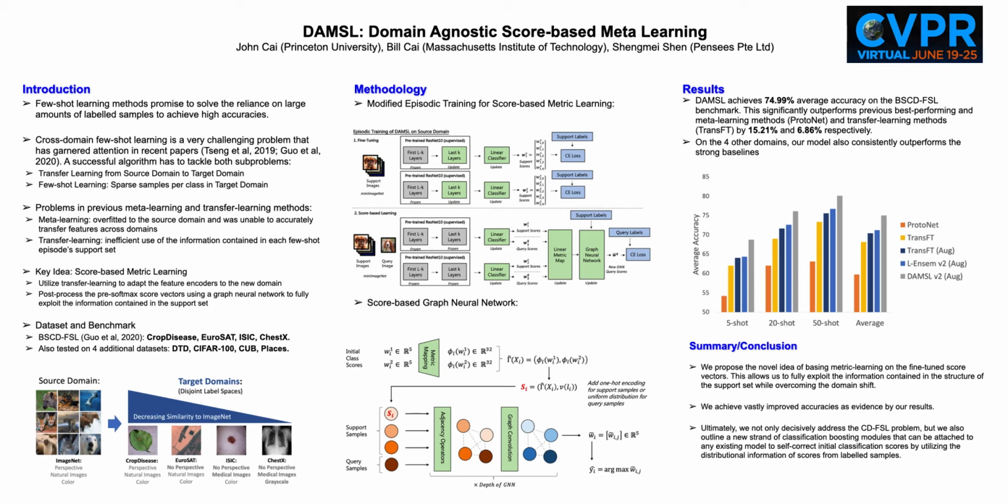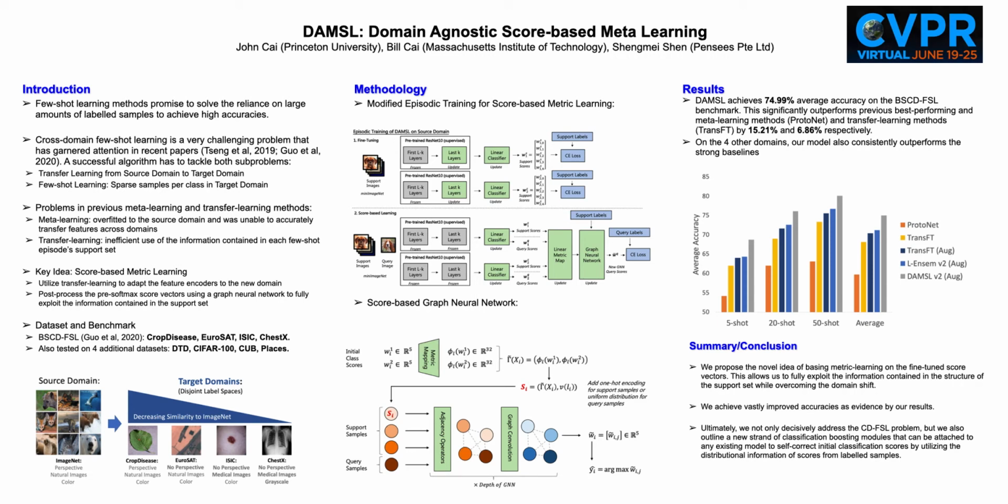So then we'll have a final score that's produced for all the query samples, and our backpropagation for the entire feature encoder would then backpropagate through the graph neural network all the way into the feature encoder.